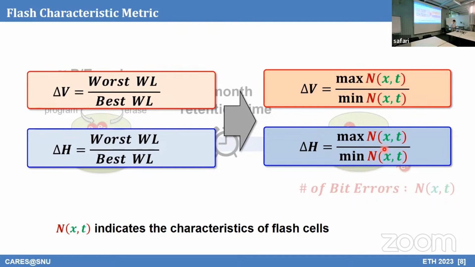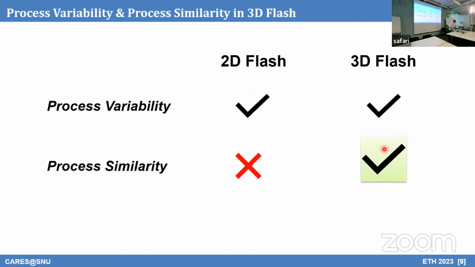We are interested in process similarities. When, for example, delta V is close to 1, that means the worst and best word lines have almost the same characteristic, at least in this metric, in this case N(X,T). That means process variability doesn't exist. If delta V becomes very large, there is severe process variability. Okay, so we evaluated 160 NAND flash chips, and what we observed was that, similar to 2D flash, 3D flash also has process variabilities.